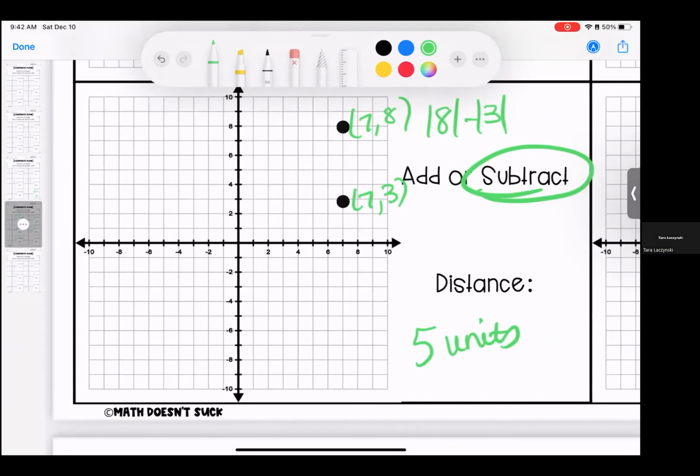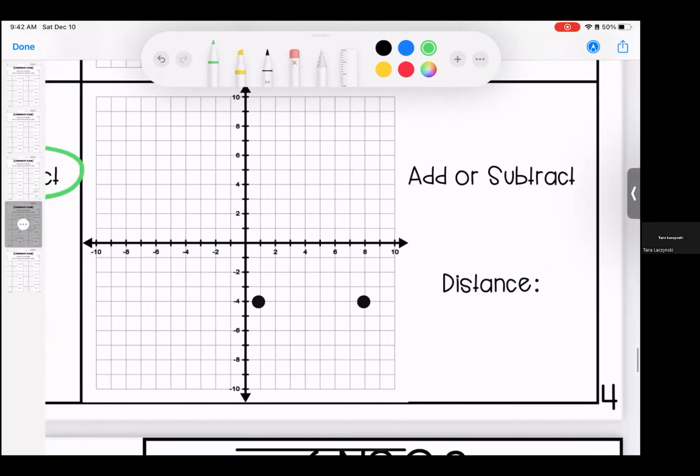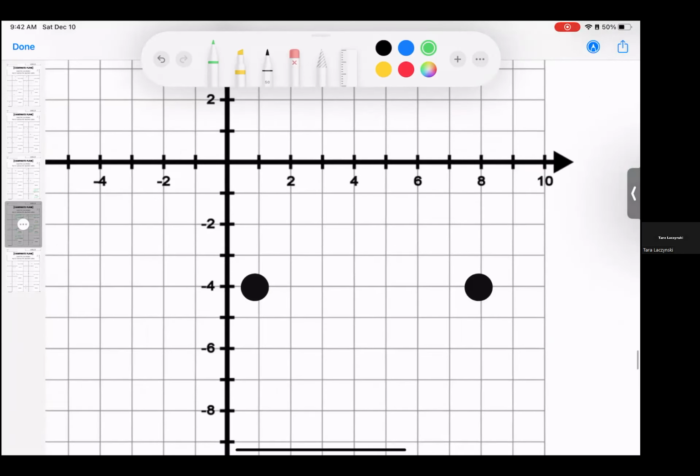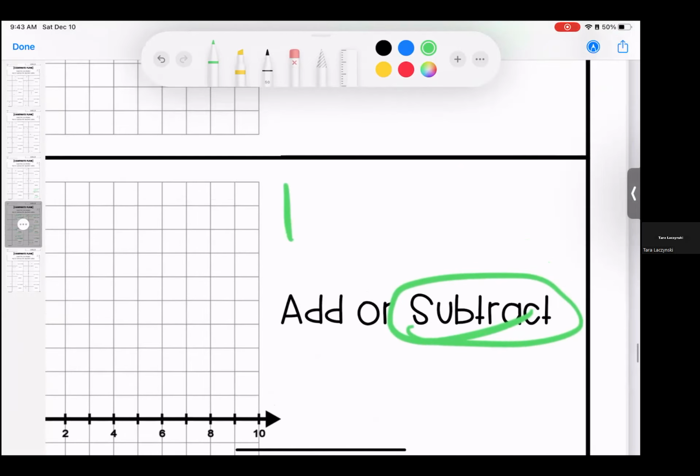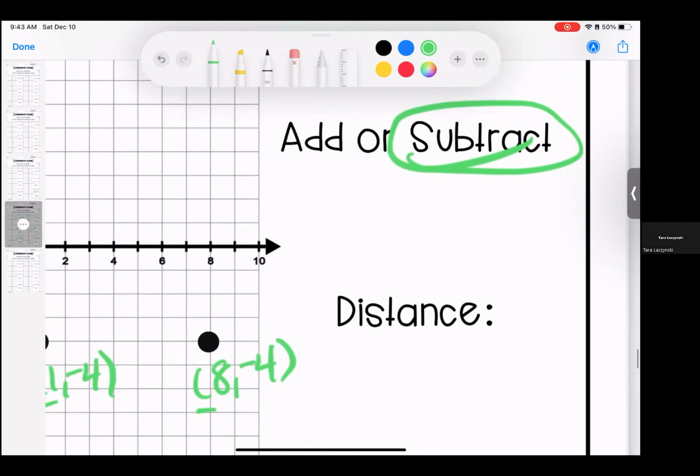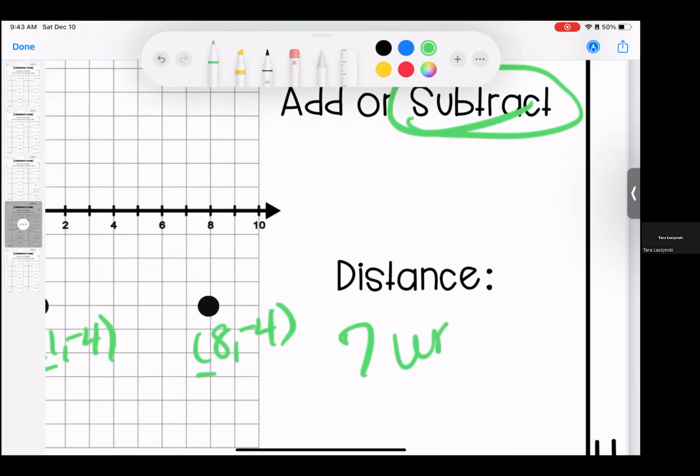5 units. All right, my friends, we have one more on this page. Same subtract. Moving in, we have an x of 1 and a y of negative 4. We have an x of 8 and a y of negative 4. So we're looking at the difference between 8 and 1. And the absolute value of 8 minus the absolute value of 1 gives us a distance of 7 units. Remember that when they are in the same quadrant, we have to subtract.